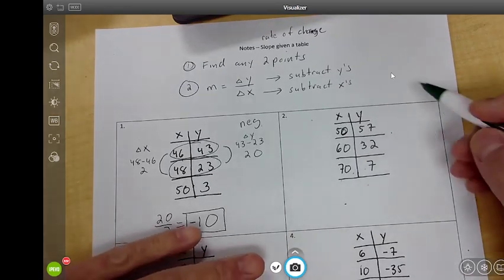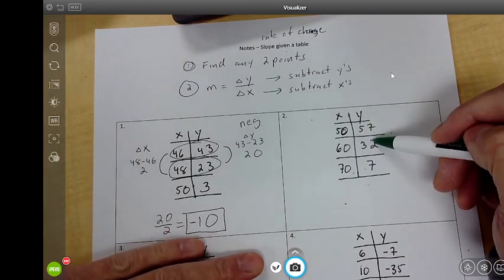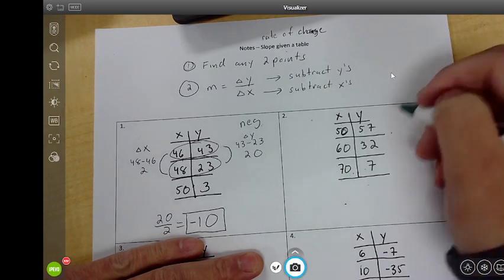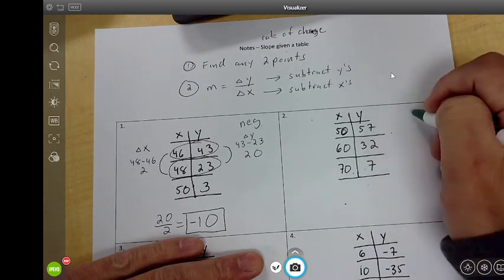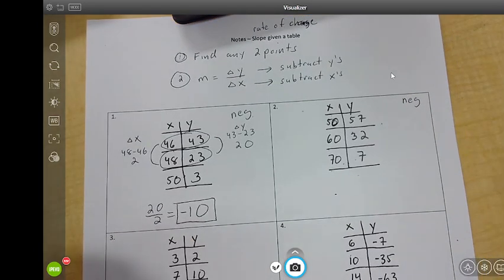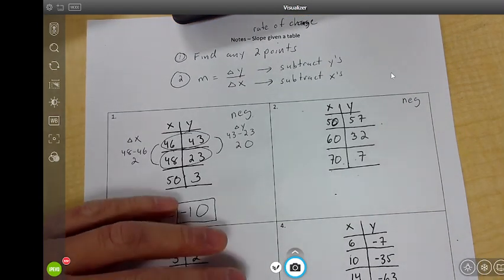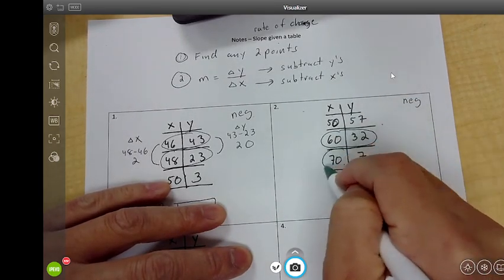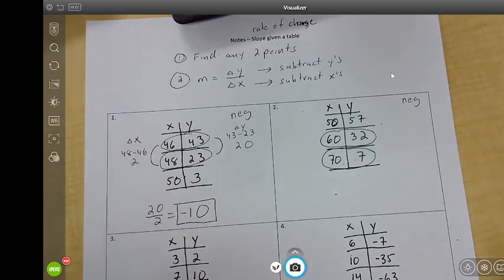Alright, first, as we go down the table, y is getting smaller. X is getting bigger, y is getting smaller. So since y is getting smaller, this is going to be a negative slope also. Alright, I'm going to find two points here. I'm going to choose smaller numbers. Okay, so I'm going to choose those bottom two.